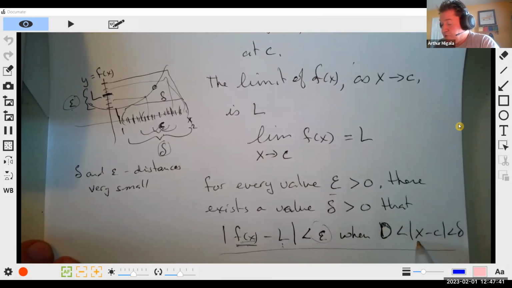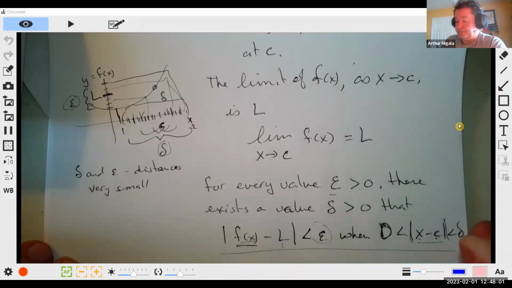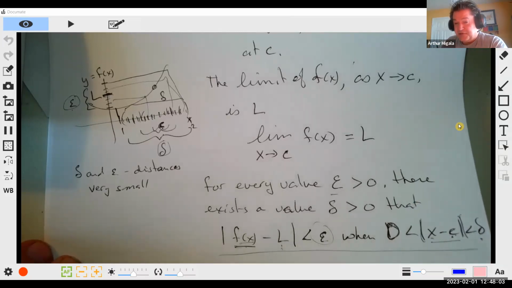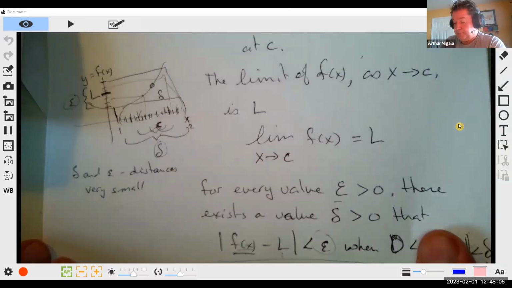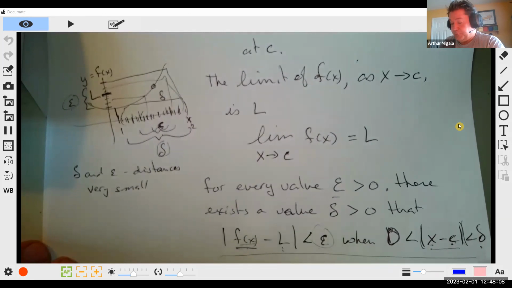And it has to correspond to these values of x. It has to be greater than 0, and it's going to be because it's absolute values. But x minus c, whatever value x we pick, the closer we get to c, the limit point, it gets smaller and smaller and smaller. So that's the formal definition of a limit. It's called the epsilon delta proof.